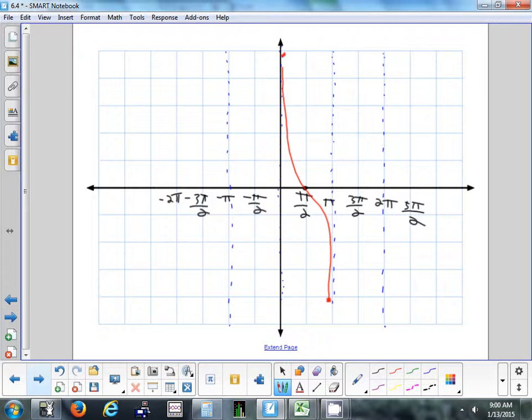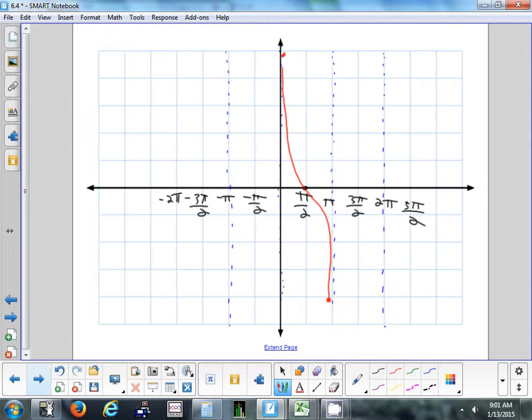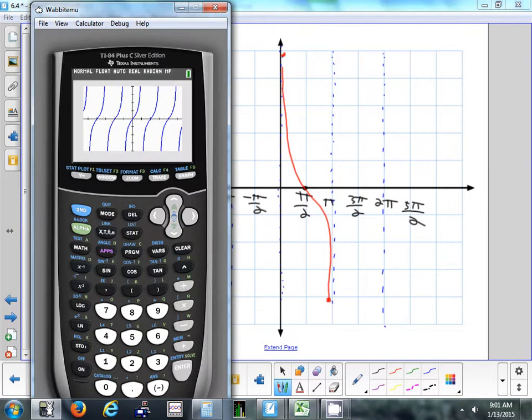So you get vertical asymptotes at 0, pi, 2 pi, 3 pi, so on. You're going to get an x-intercept at pi over 2. Why? Because the cosine of pi over 2 is 0, and that makes the fraction 0. And then if you check a point on each side of the asymptote, it's kind of reversed. If you look at the curve, it's curving down as you go to the right, rather than up. Okay, you can see the difference. So the asymptotes are shifted by 90 degrees, and the curve goes the other way.